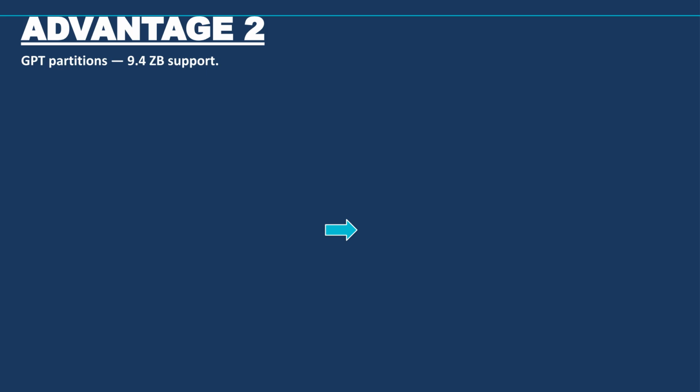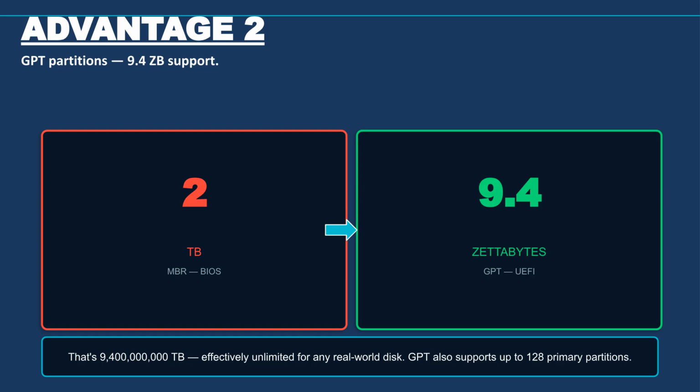UEFI uses GPT partitions, which support disks up to 9.4 zettabytes. This is effectively unlimited for any real-world disk. GPT also allows for up to 128 primary partitions, far surpassing the limitations of BIOS's MBR scheme.